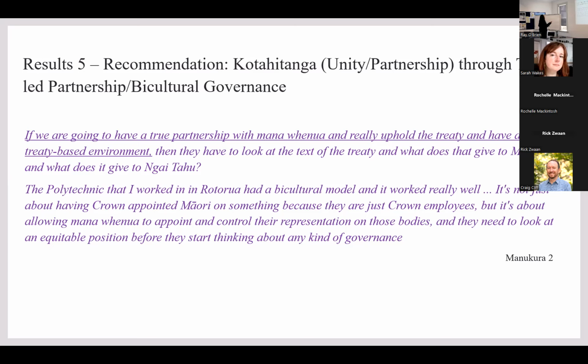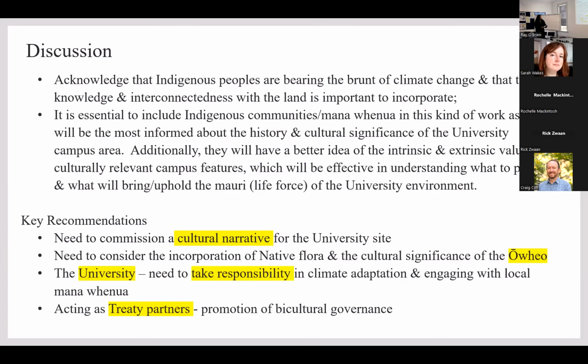Okay, so on the basis of the themes produced in our literature review and the conversations that we've had with our Manukura, we need to acknowledge that Indigenous people are bearing the brunt of climate change and that their knowledge and interconnectedness with the land is important to incorporate. And it's also essential to include Indigenous communities and mana whenua in this kind of work, as they'll be the most informed about the history and cultural significance of the university campus area.